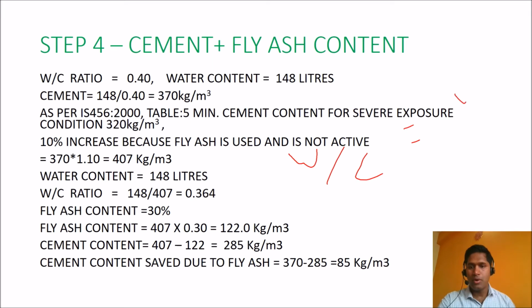Water cement ratio is equal to water by cement. So if I want the cement to be calculated, I'll take a cross multiplication and I'll get the cement. This is the amount of cement we are going to use.